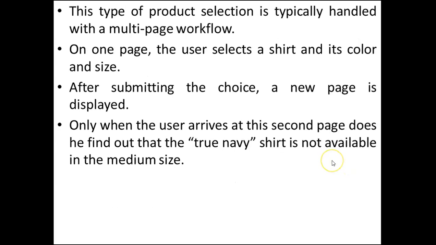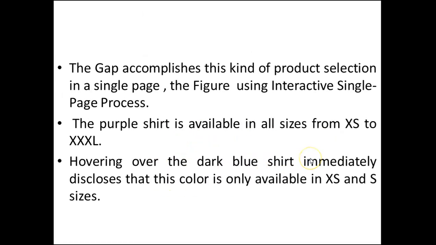This type of product selection is typically handled with a multi-page workflow. On one page, the user selects a shirt and its color and size. After submitting the choice, a new page is displayed. Only when the user arrives at this second page does he find out that the true navy shirt is not available in the medium size. The Gap, the online clothing retailer, accomplishes this kind of product selection in a single page.